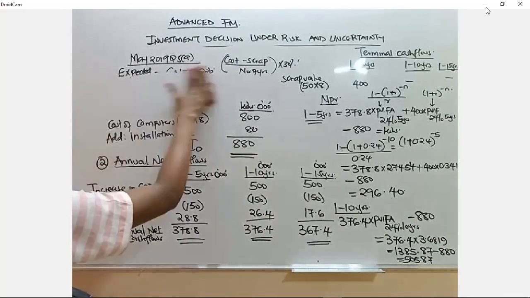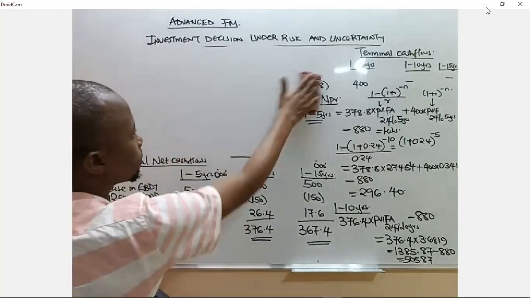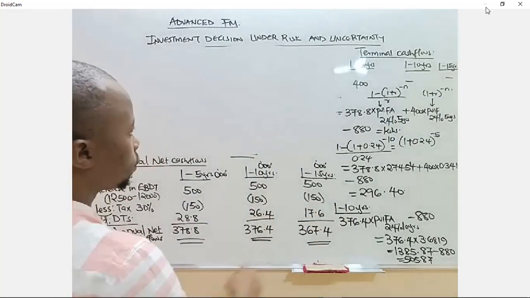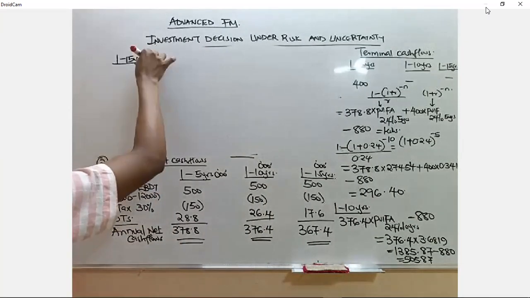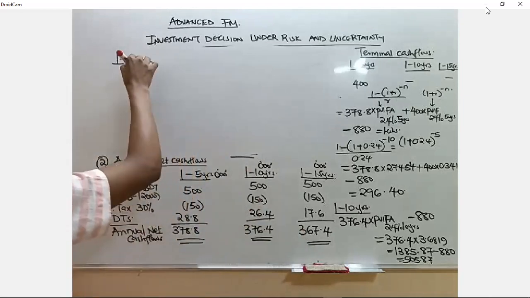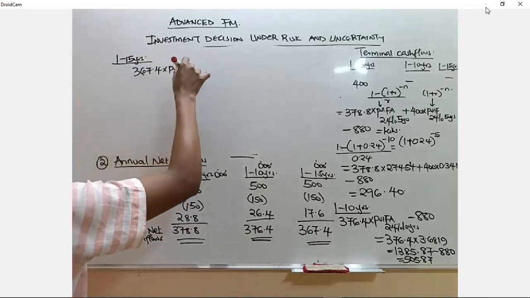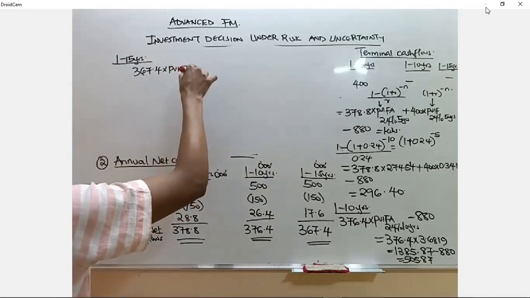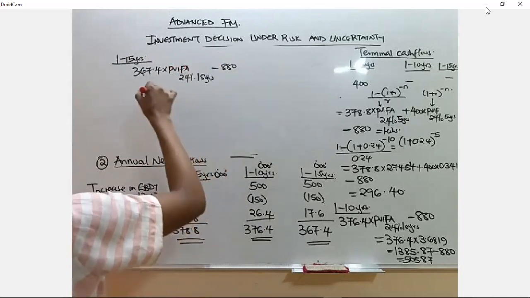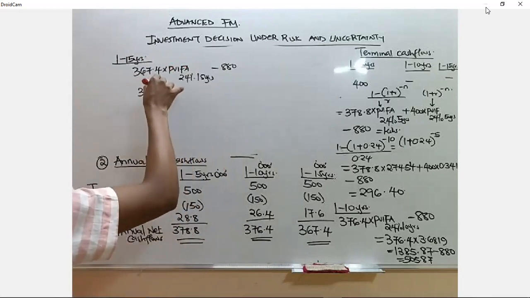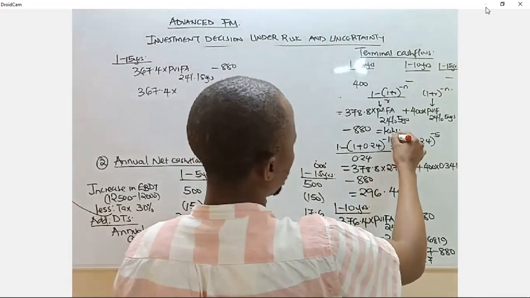The third one, 1 to 15 years. It is very simple. Look at your cash flow, 367.4. Multiply by the present value interest factor annuity, right? We are talking about 24%, 15 years now, minus our initial outlay of 880. So here we take 367.4, we multiply by what? Let me use the same one, and I say 15 now.